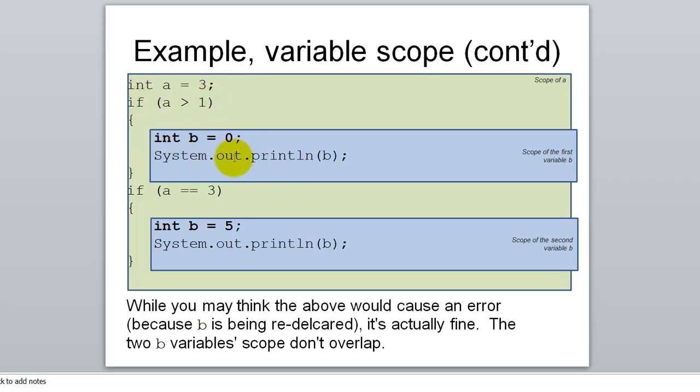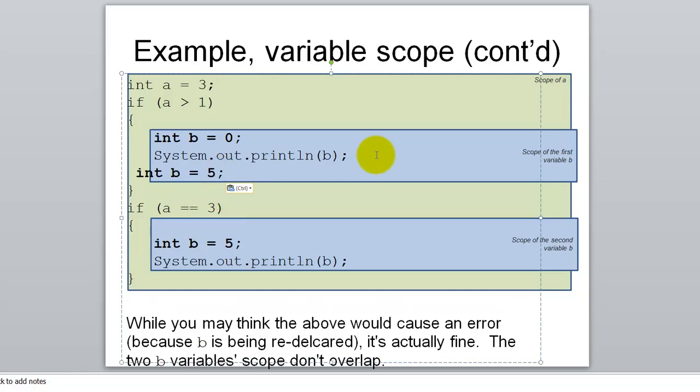So at this point B exists, but then whenever we move down here B no longer exists, and so we're free to create it again. We would not be able to create a new variable B inside of the scope of the previous variable b. So this would be bad.